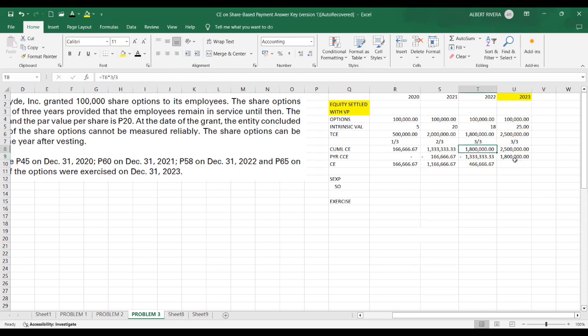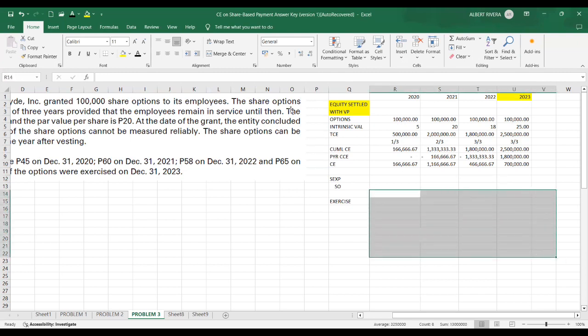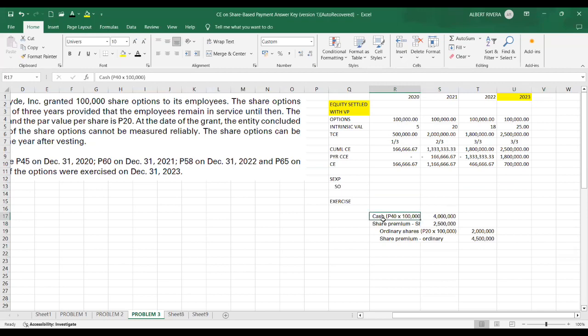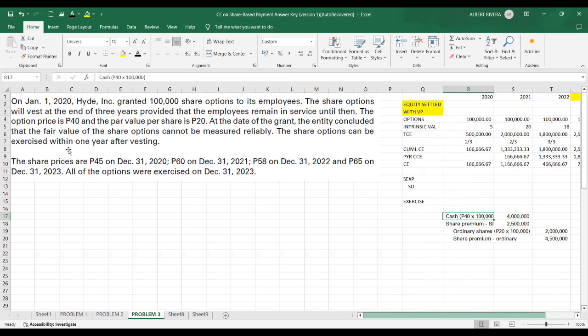Minus the prior years' cumulative compensation expense. And this is now the compensation expense for the date wherein it was exercised. Compensation expense in 2022. Okay? So the entry would be, you have a cash, the number of options exercised is 100,000 times the option price. The option price is 40. Okay, so you will be receiving cash of 4 million.